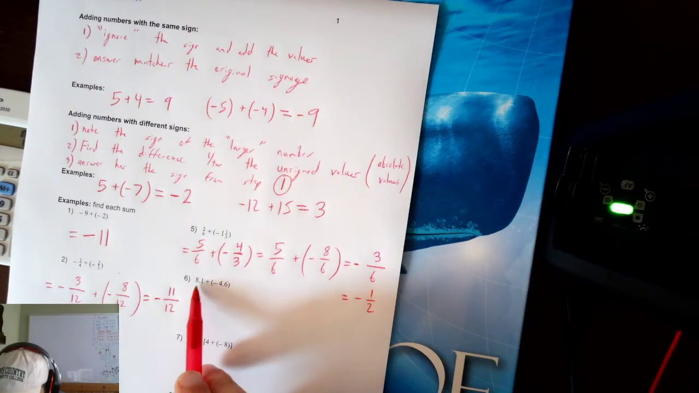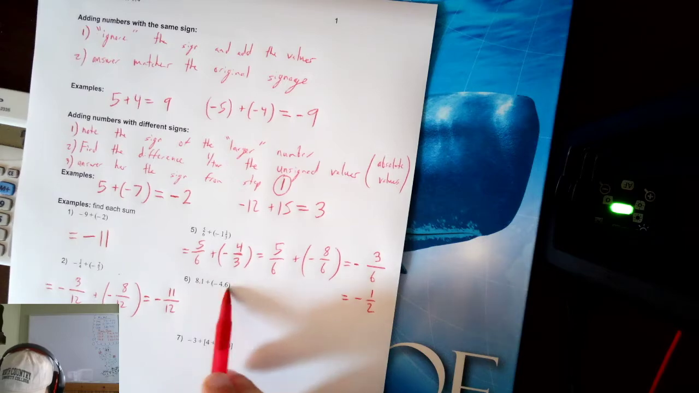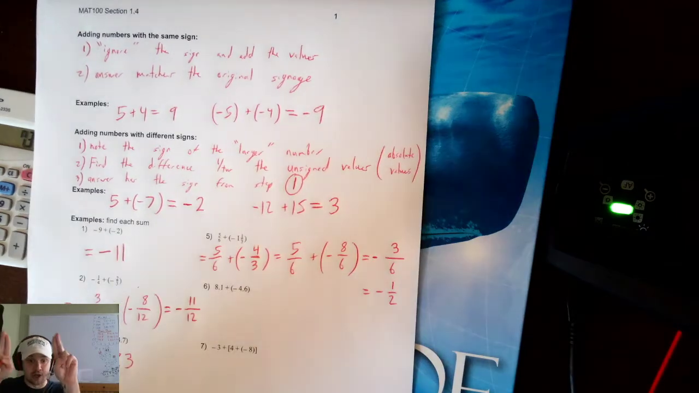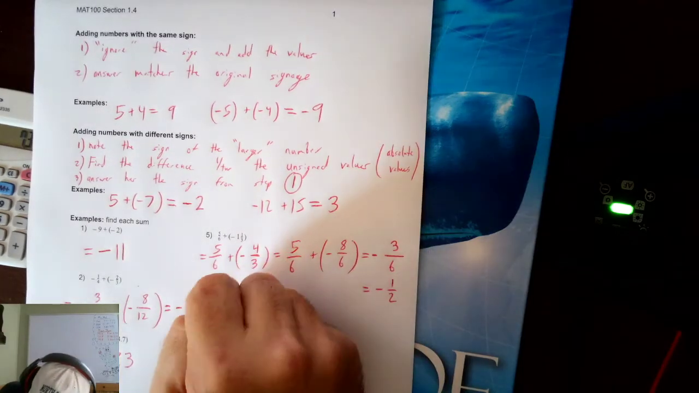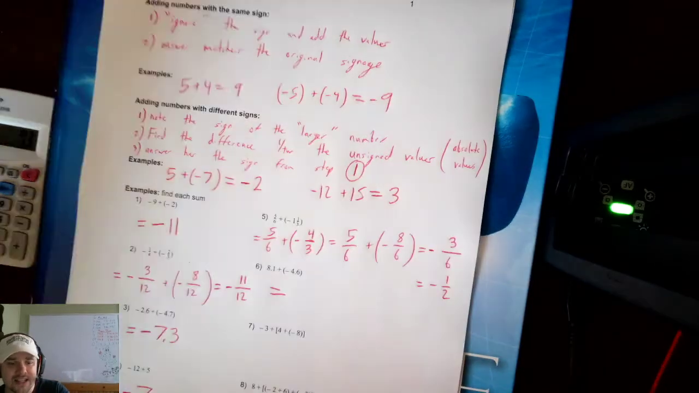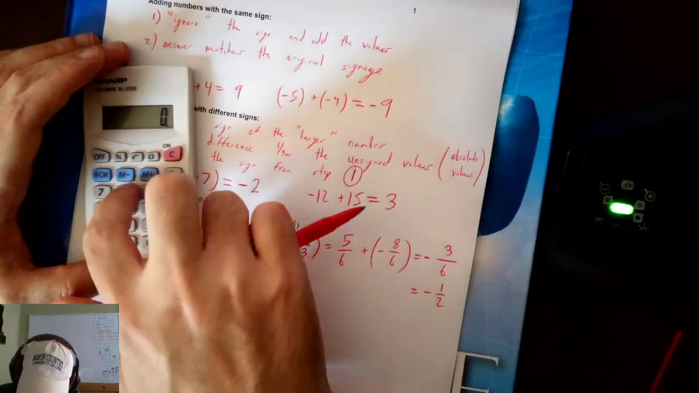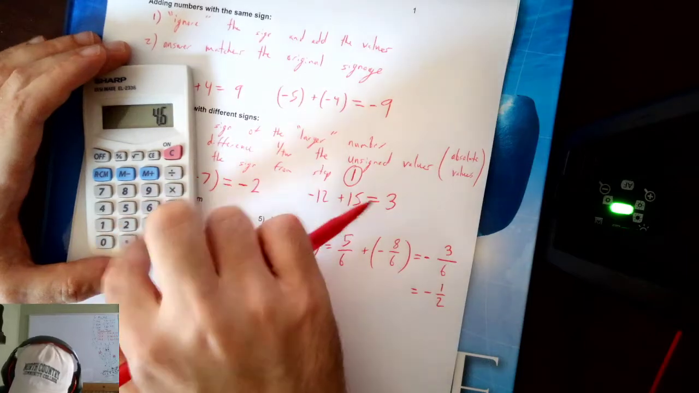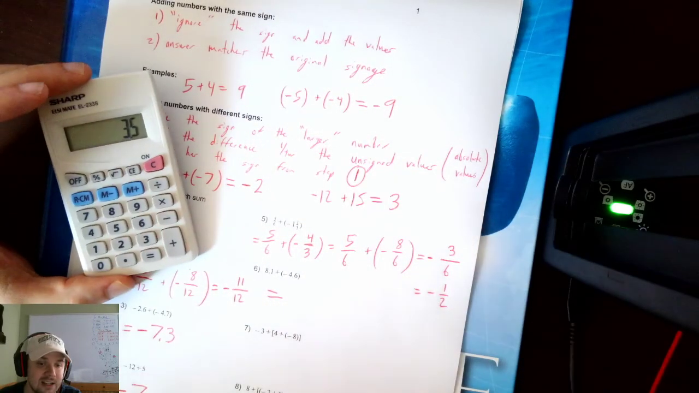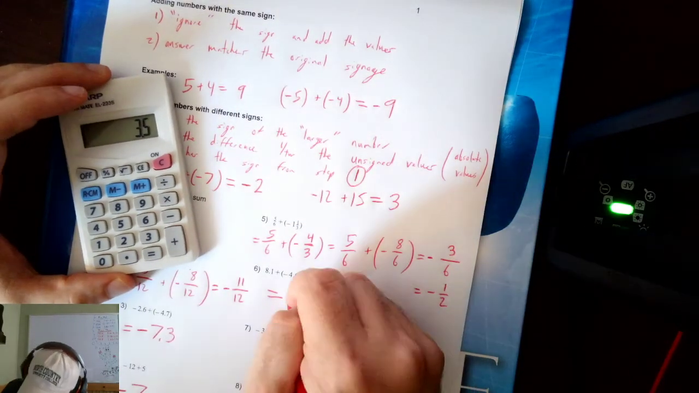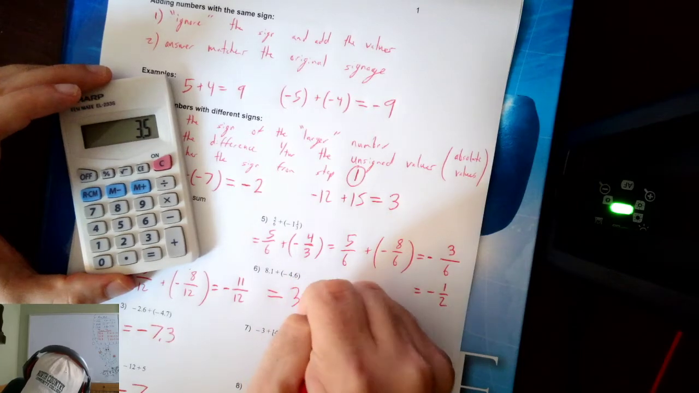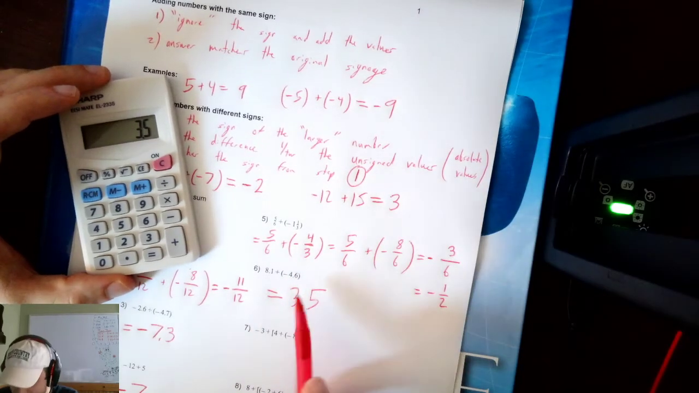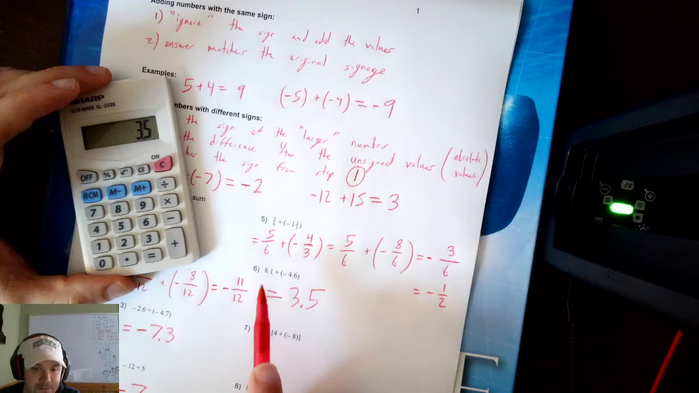Which number is bigger, 8.1 or 4.6? Well, 8.1 is larger, right? So I know my answer is going to be positive. What's the difference between 8.1 and 4.6? Well, if I subtract it in my calculator, they have a difference of 3.5, and it'll be positive 3.5, because it takes the sign of the 8.1, because it was bigger.